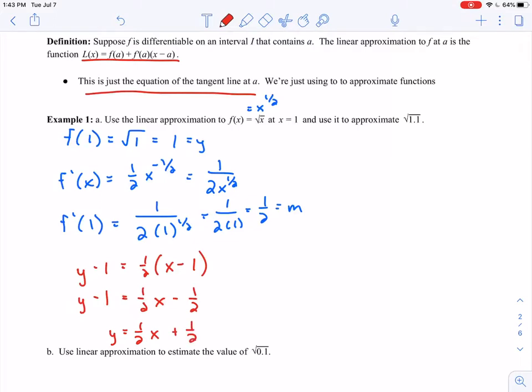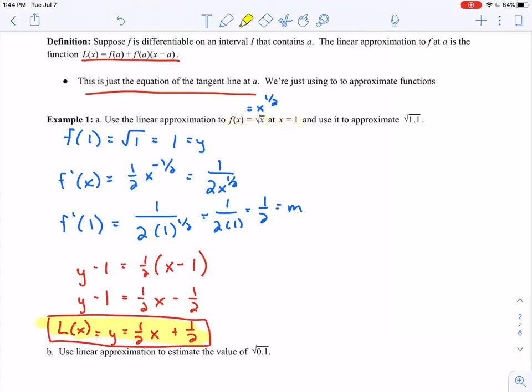This is my linear approximation. So you could just leave this as y equals 1 half x plus 1 half. If you want to use this notation that we talked about up here, we would call this L of x, which is just a reminder that, hey, this is a linear approximation. We're using this to approximate our function at a certain x value. So all right, this L of x that I've just found, that is the equation of the tangent line to f of x at x equals 1.